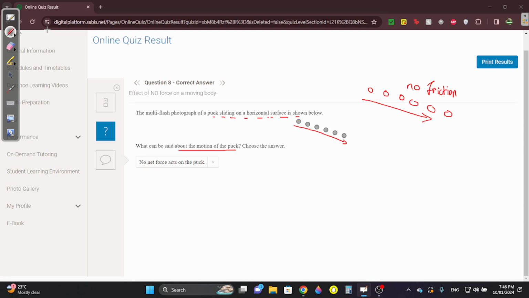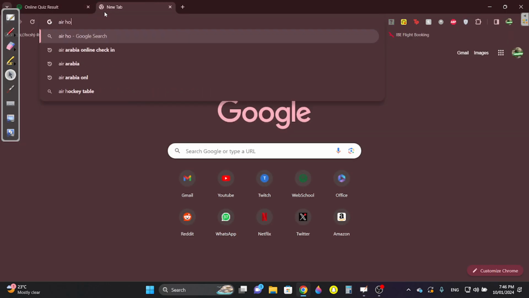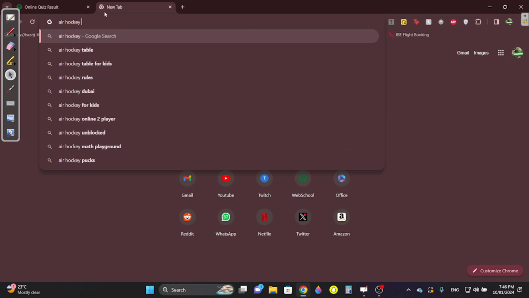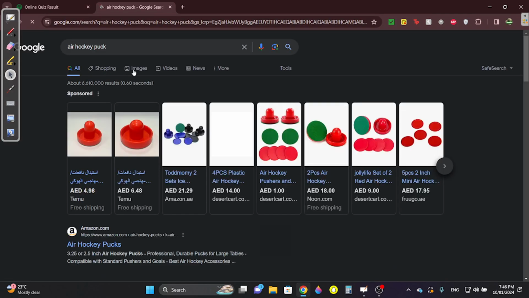And in this case, this puck is, you guys know, the air hockey puck, this one.